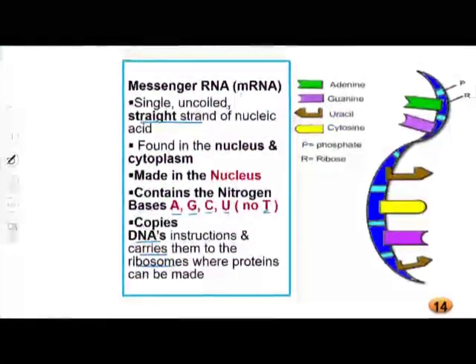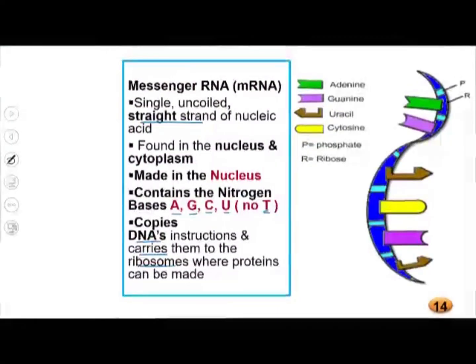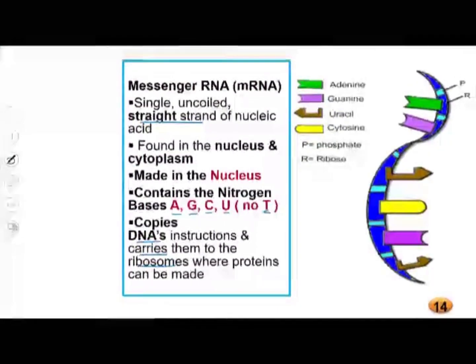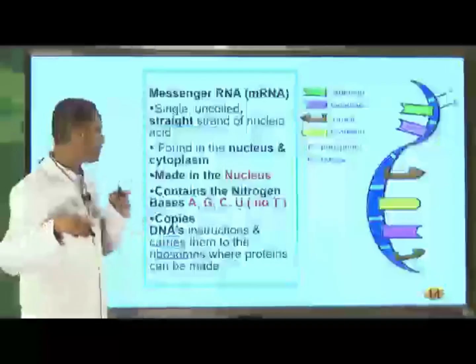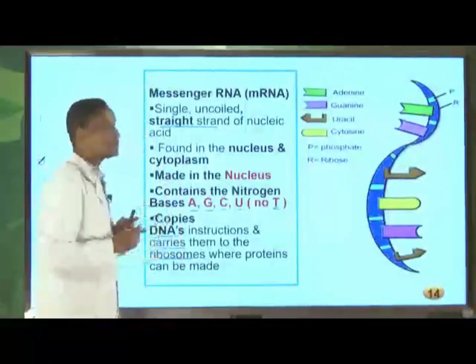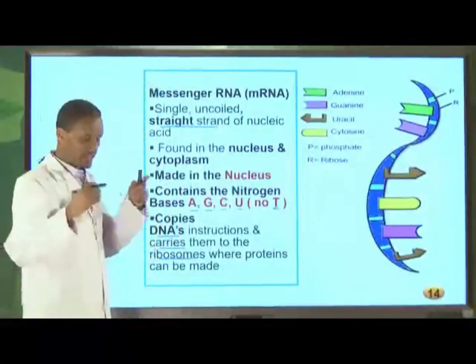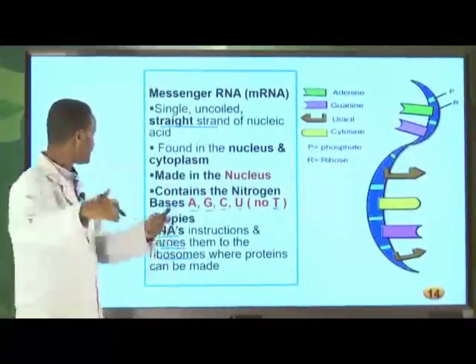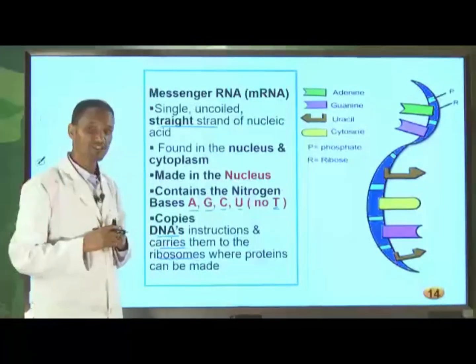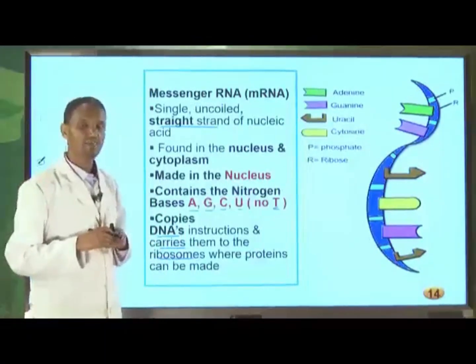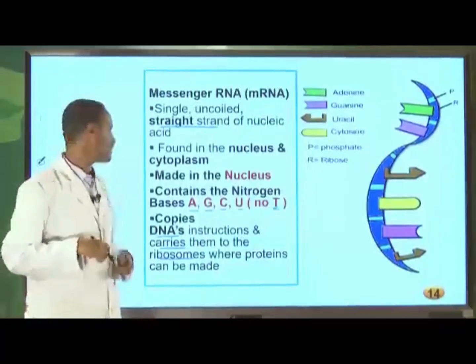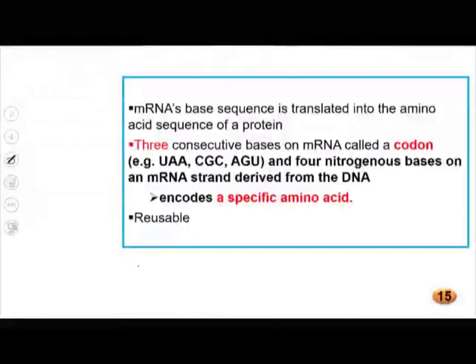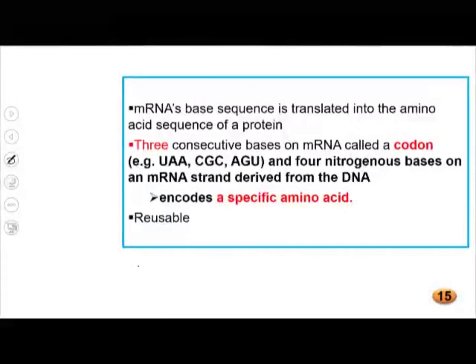The ribosome is found in the cytoplasm, and the protein is synthesized in the ribosome. Therefore, the main function of messenger RNA is to carry the information from the DNA and pass this information to the site of protein synthesis, the ribosome. Messenger RNA's base sequence is translated into the amino acid sequence of the protein.